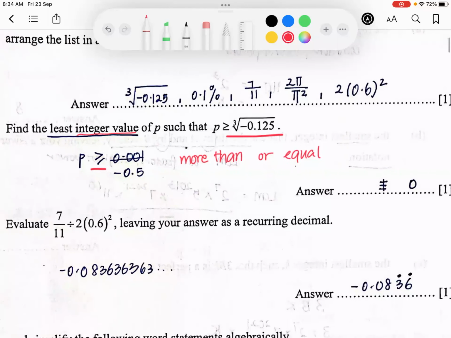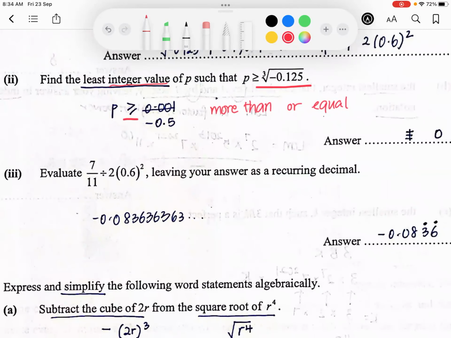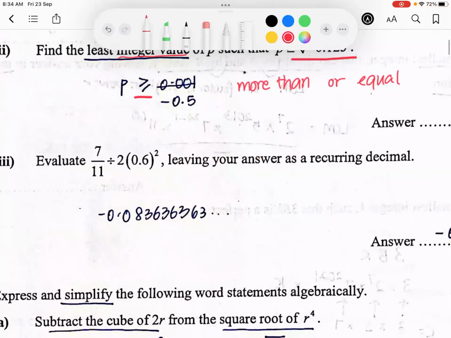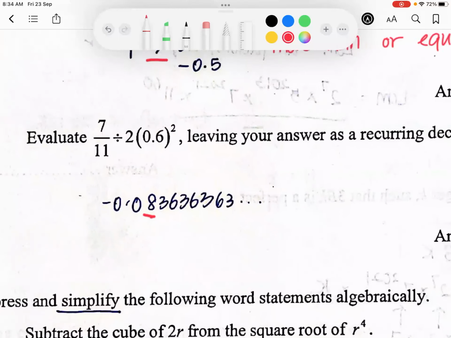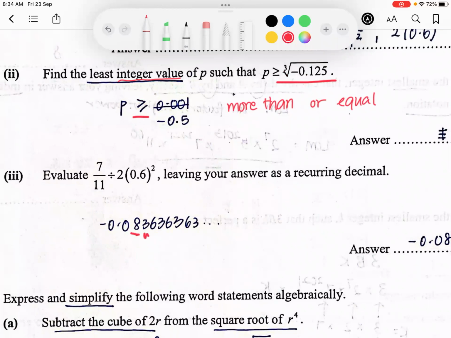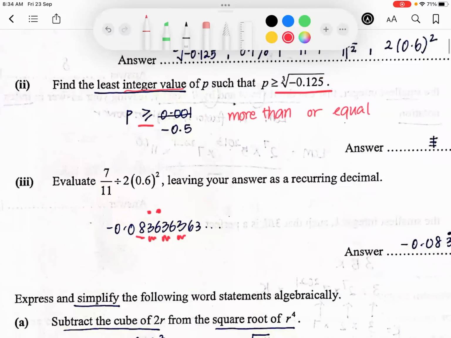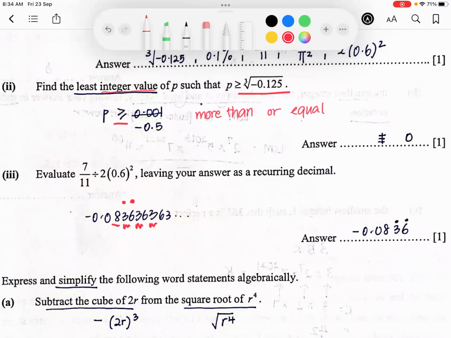Okay. Next one, evaluate the following, writing our numbers as a recurring decimal. Please take note that the number 8 itself is not recurring, so we do not put a dot on the number 8. The things that are repeating is the 36, the 36, the 36, and the 36. So you put a dot at the 3, ends at the number 6. Okay, so the number in front, the 8, should not have a dot.